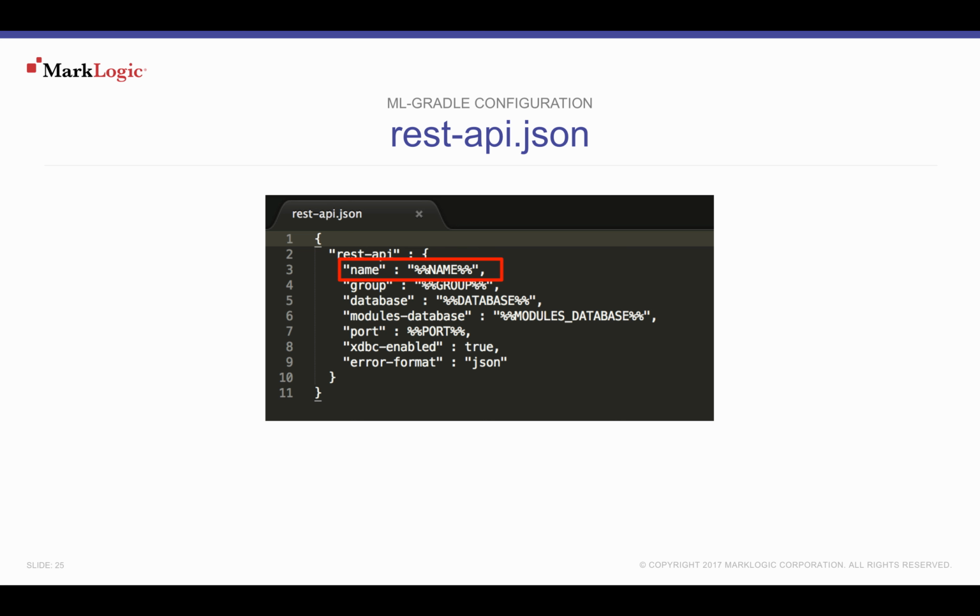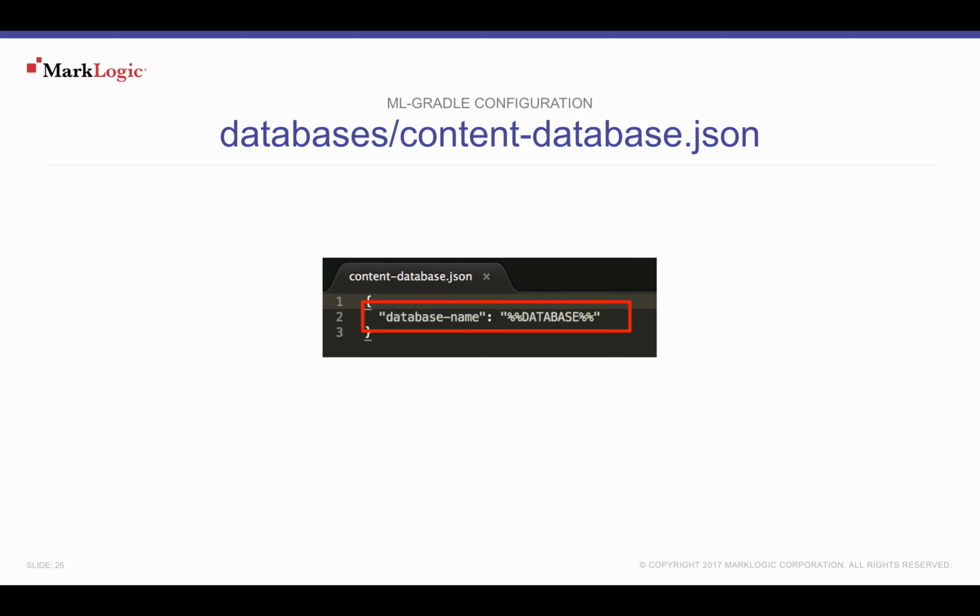For example, the name of our created application server will be the value of the ml-appname property, which, in the gradle.properties file, is set to mlu-gradle-demo. The port number will be set to the value of the ml-rest-port property in the gradle.properties file, which was set to 8003.